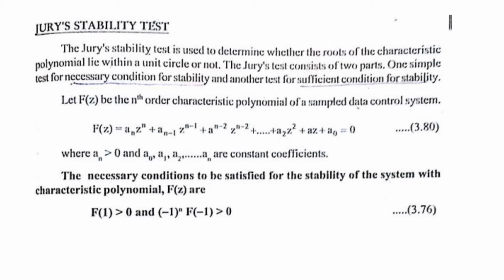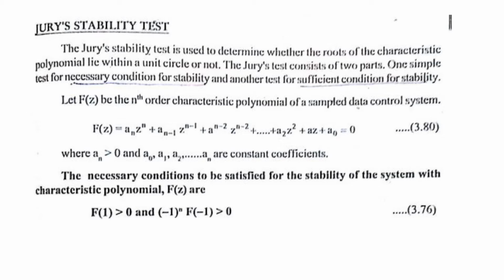So replace that z by 1, solve that equation, and find a value which is greater than 1. Similarly, (-1)^n f(-1) should be greater than 0. (-1)^n means what? n is the order of the polynomial or the characteristic equation. If it starts from z cube, n is equal to 3. If it is z square plus 2z, n is equal to 2. So the highest order of your polynomial is your n. So (-1)^n f(-1) is greater than 0. If these two conditions are satisfied, then you can say the necessary condition is satisfied.